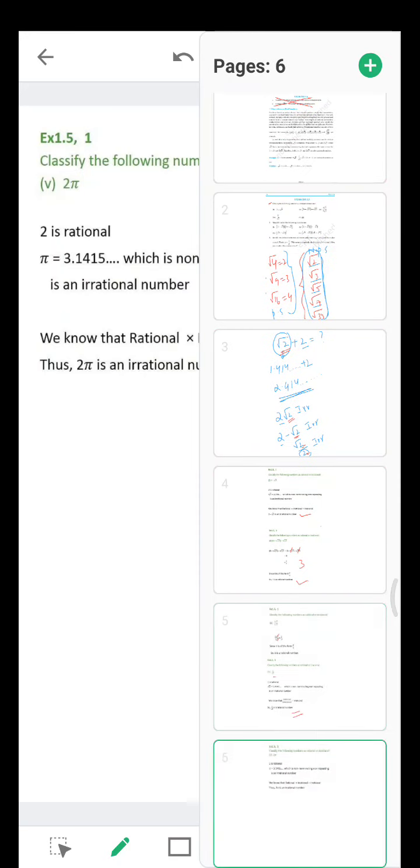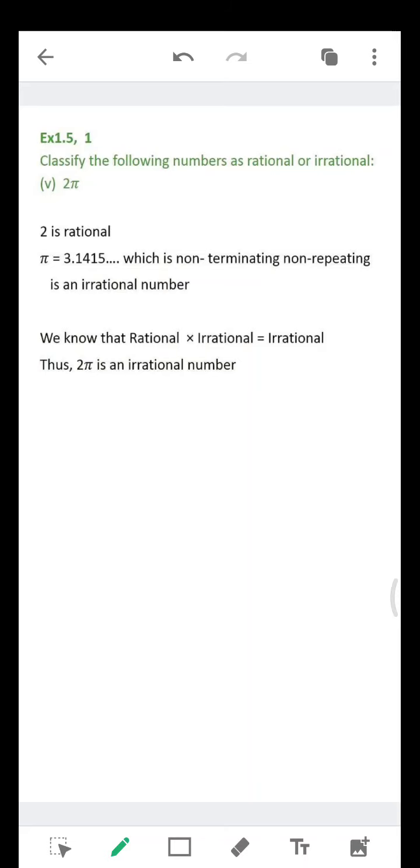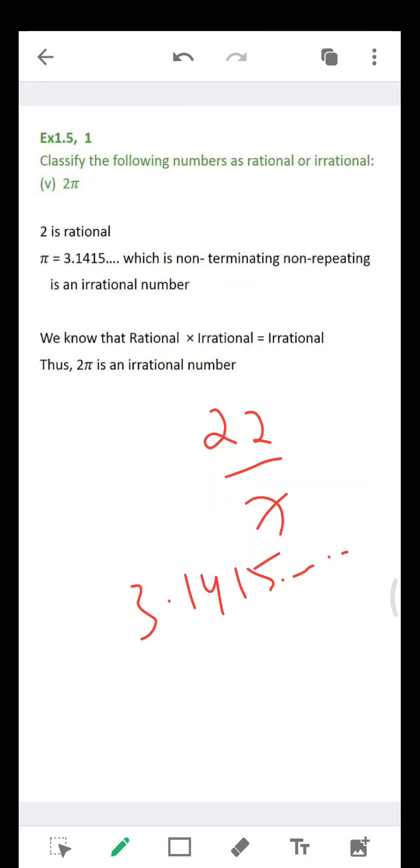Next, pi. I said in the introduction that pi is a unique irrational number. When you find the value of pi, that is 22 by 7, it will be a non-terminating, non-repeating decimal. When I multiply 3.1415, so on, which never ends, with 2 or whatever, then I get a number which never ends again, isn't it? So finally I can say 2 pi is also an irrational number.